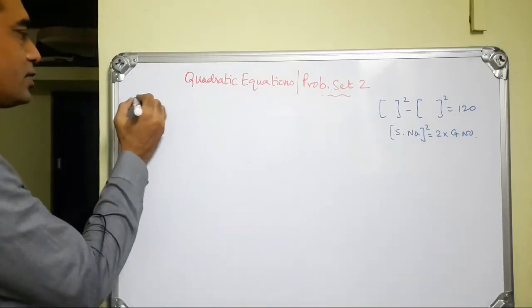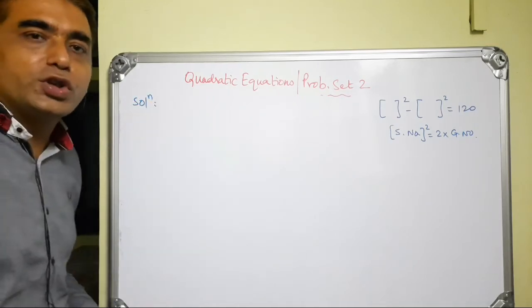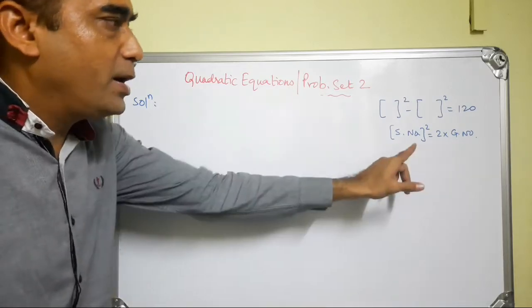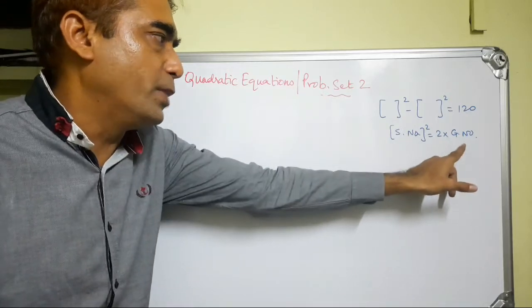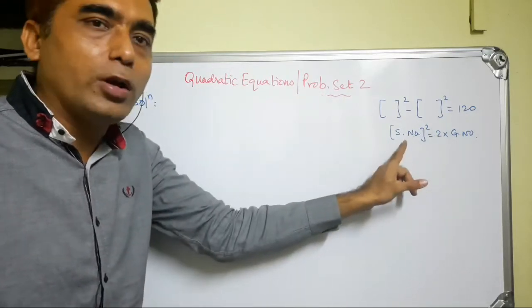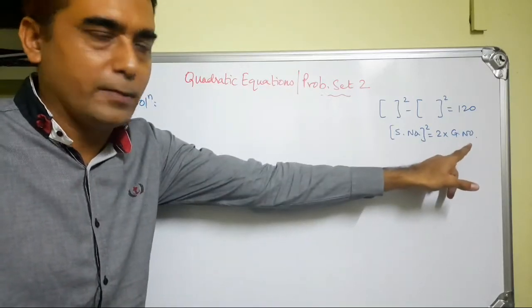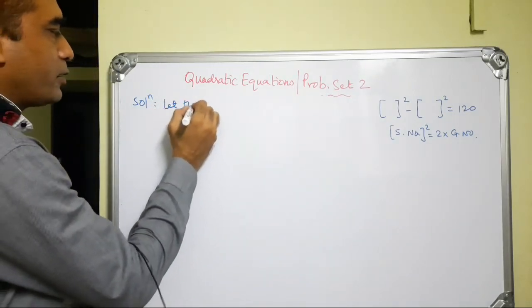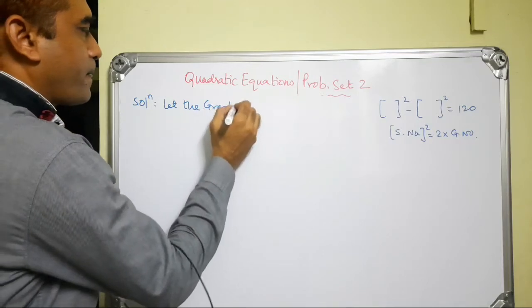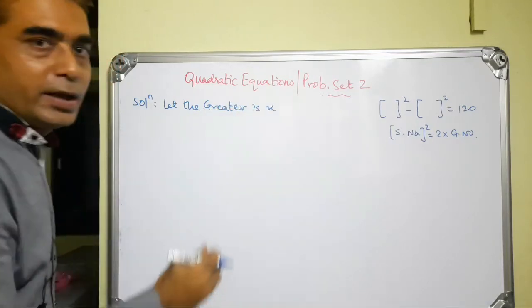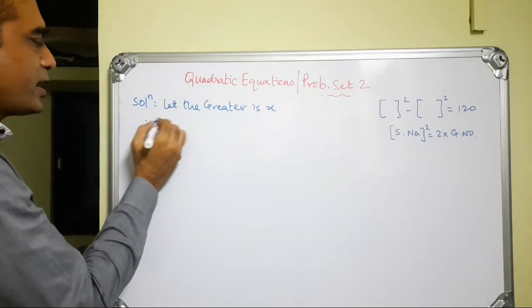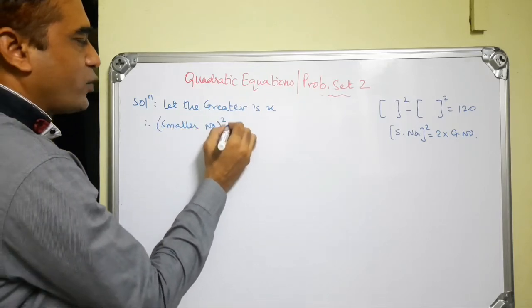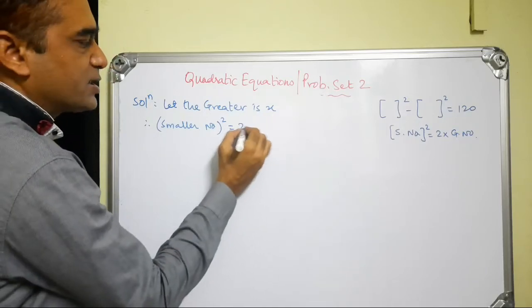Now let's start the solution. Now the question is, whom should we assume as x, the greater number or the smaller number? Here, if you see, smaller number square equals twice the greater number, meaning smaller number square is dependent on the greater number, so we assume the greater number as x. Let the greater number be x. If the greater number is x, then the smaller number square equals twice the greater number, meaning 2x.